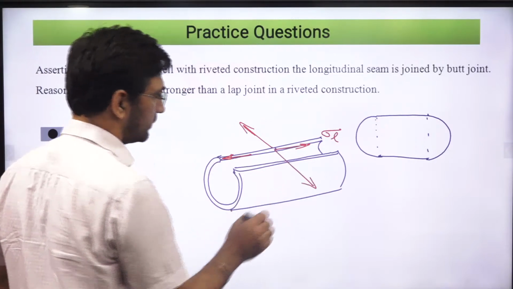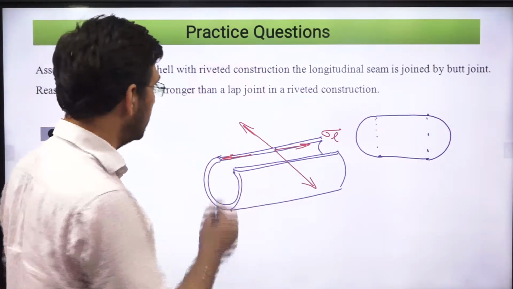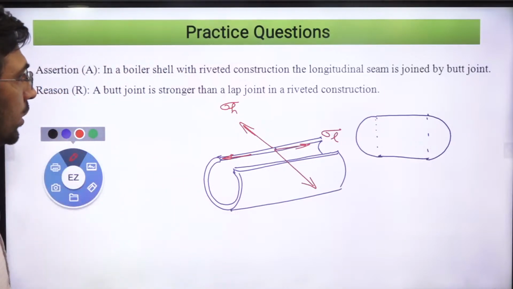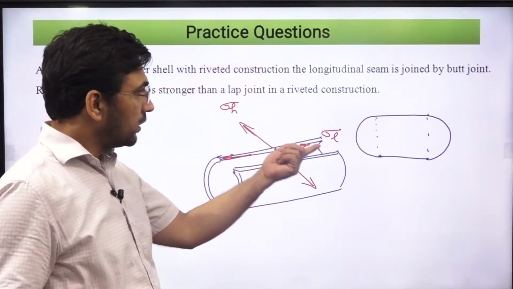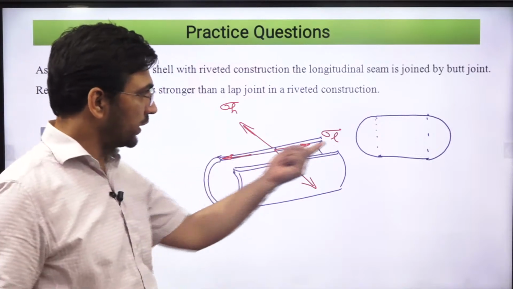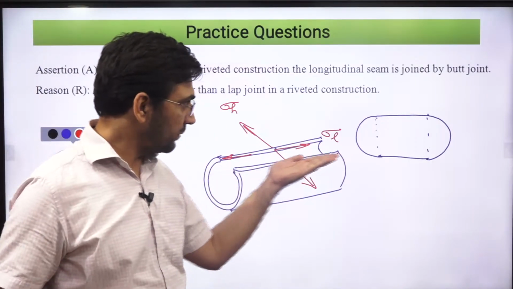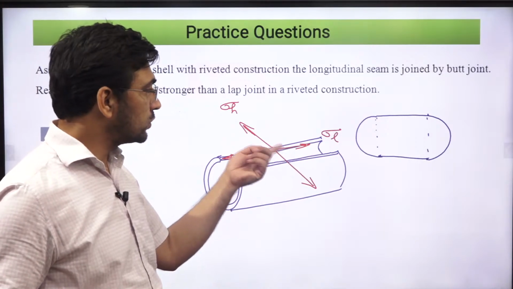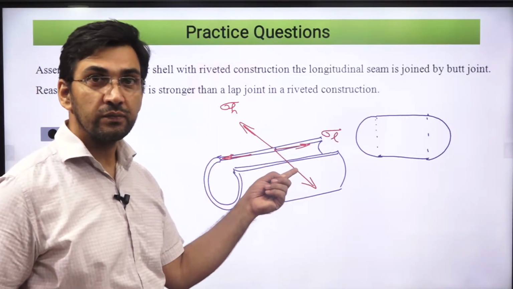is acting this way. Tangential. किसी point पे tangential, we call it as a hoop stress. Right? So, this joint, which is longitudinal joint is longitudinal because it is longitudinal along the length. क्योंकि ये along the length मैंने joint बनाया है. This longitudinal joint should be strong enough to carry this hoop stress because this is larger value of stress.